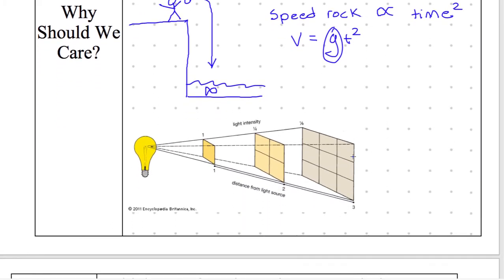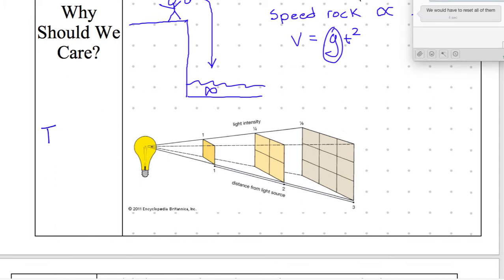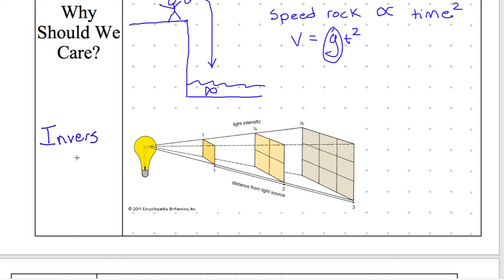This is another really important one. This one is called inversely proportional. It's called the inverse square law. Write it down. You will hear this maybe once or twice in your life, and you'll be really smart when you know what they're talking about. This is called the inverse square law.